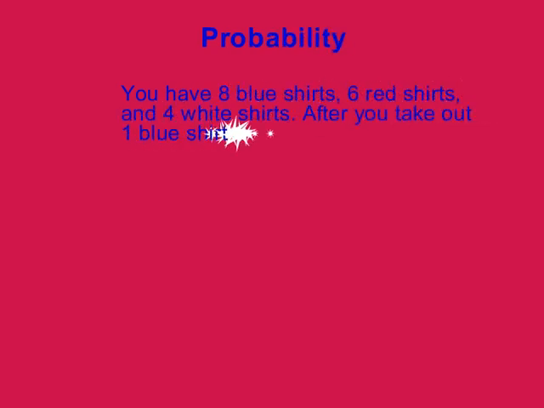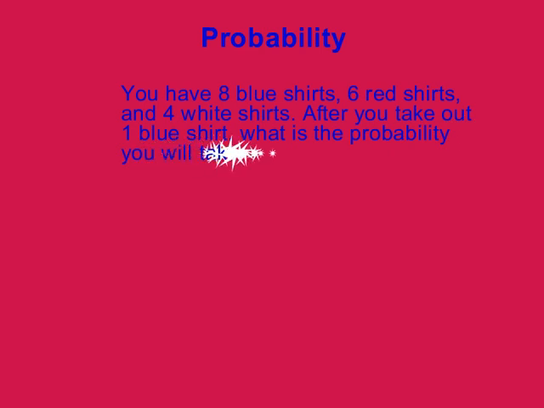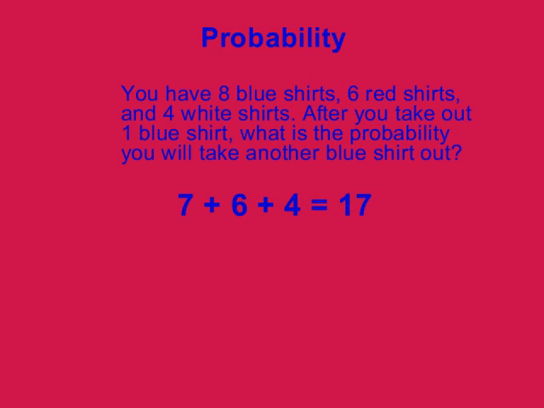Probability is dividing the number of desired outcomes by the total possible outcomes. For instance, in an easy one, you have 8 blue shirts, 6 red shirts, 4 white shirts. After taking a blue shirt out, what's the probability you'll take another blue shirt out? Well, you simply add up how many shirts we've got. We've got now 7. 6 is 13. We've got 17 total shirts. And of those shirts, we've got 7 blue. So it's 7 out of 17.